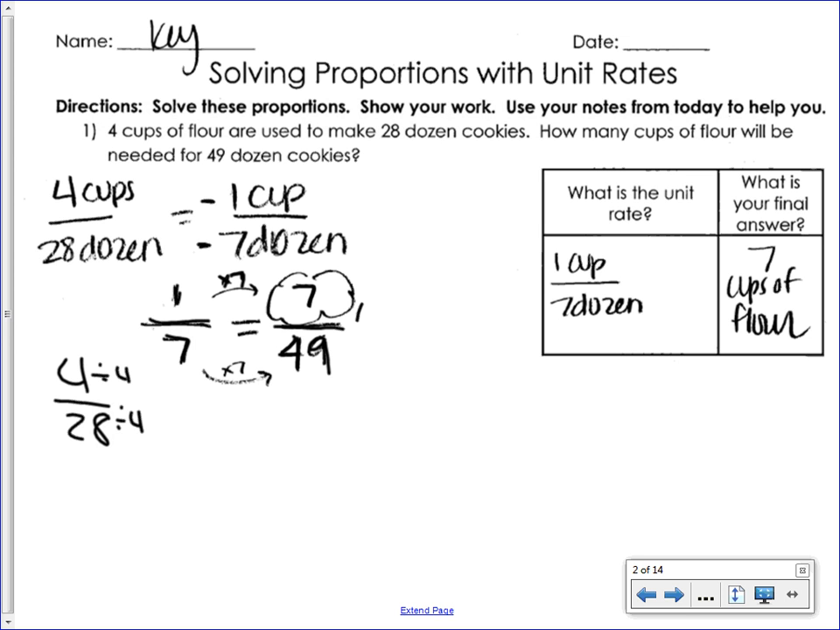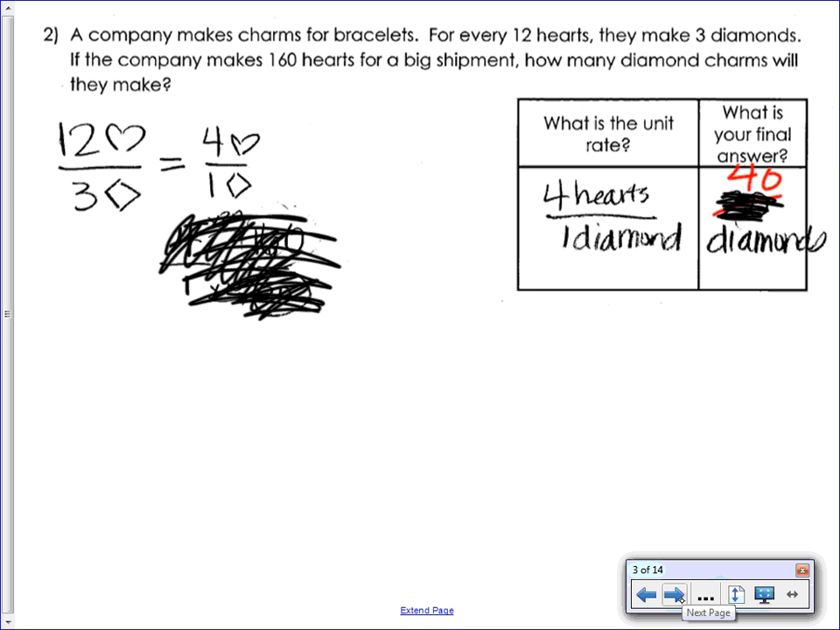All right, so now we're going to look at number 2. Okay, ignore this. A company makes charms for bracelets. Now here's where some people made mistakes here. They saw hearts and diamonds and thought they were talking about cards. This is not talking about cards. This is talking about charm bracelets. For every 12 hearts, they make 3 diamonds. If the company makes 160 hearts for a big shipment, how many diamonds?